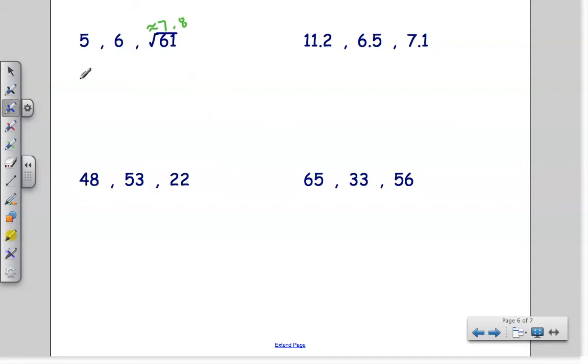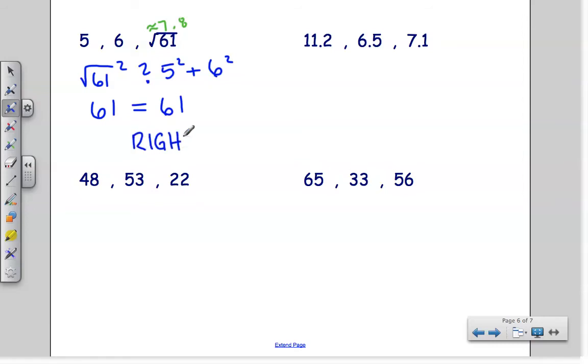So now when I try it out, I'm going to do what might be the hypotenuse, square root of 61 squared. And I want to see how does that compare to these other 2 sides, which might be the legs, 5 squared plus 6 squared. Well, square root of 61 squared, squared and squared cancel, and it's just 61. 5 squared plus 6 squared would be 25 plus 36. Hey, that's also 61. These are equal. What kind of triangle do I have? That's a right triangle if one side squared equals the sum of the other 2 sides squared. Okay, so another right triangle there.